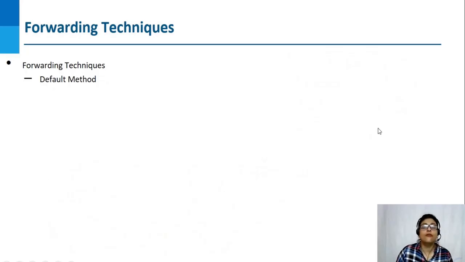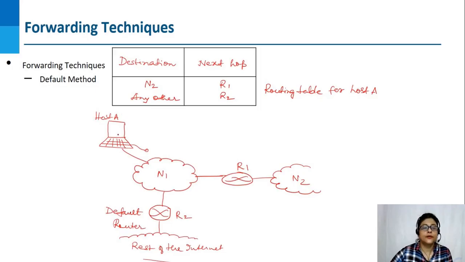Next is the default method, which is another method. Here you see there is a host A which is connected to a network. Now this network has two routers, R1 and R2. If host A wants to send packets to any of the hosts in network N2, then it should be routed through R1. For all other hosts in the rest of the internet, it can be routed through R2.